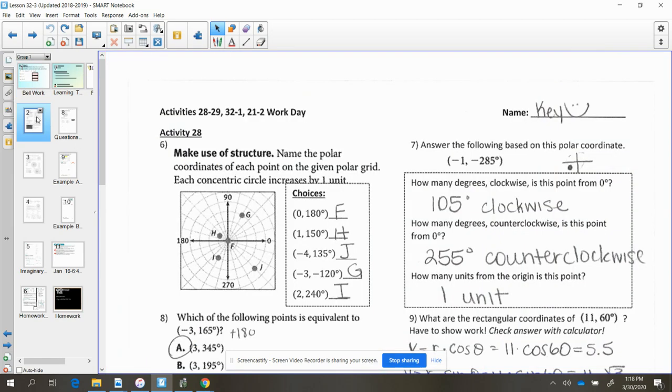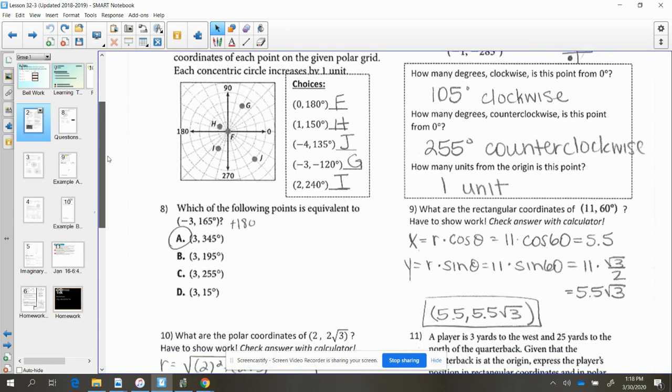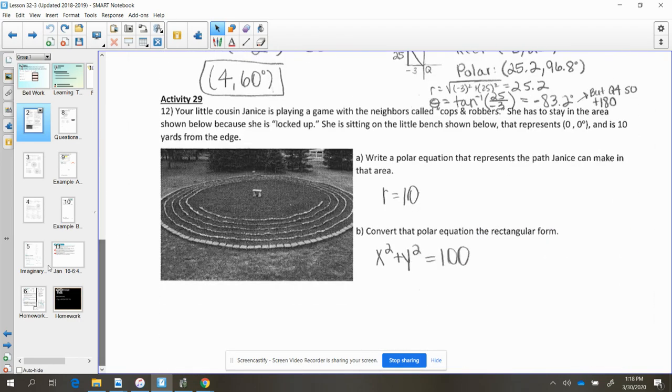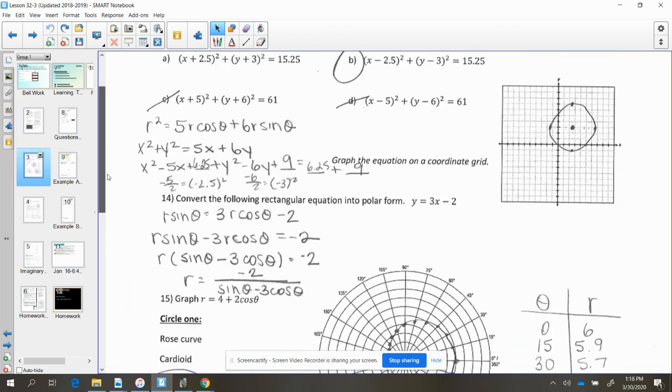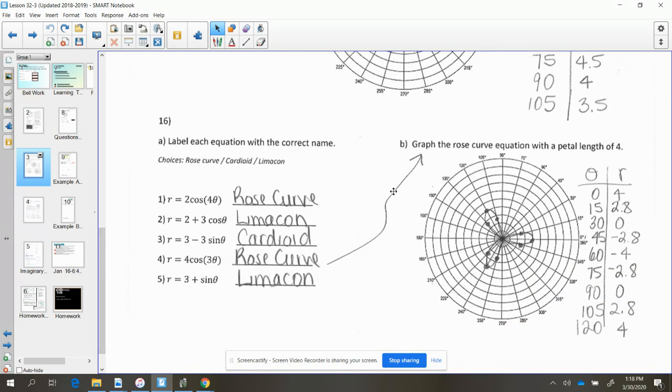Now, a couple things to talk about before we move on with the rest of the activity at 32. Overall, this looked really good, the review stuff. The main things that we were having issues on: letter B on number 16 was actually asking you to graph 16, 4, because they wanted you to graph the one that would have a petal length of 4. And a reminder, this coefficient out front here of 4 is going to determine your petal length. So they wanted you to graph 16, 4 for part B here, just as an FYI.